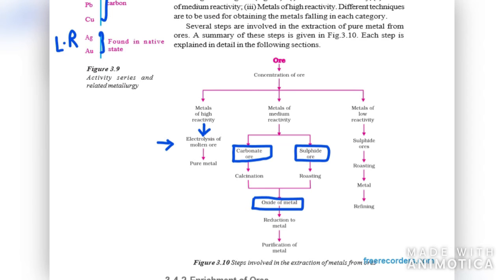Next is metals of low reactivity. Metals of low reactivity are generally in native state, that means in free state, but some of the time they are with sulfide ores. We get them from sulfide ores. So again, as I told you in the case of metals of medium reactivity, for sulfide ores we have to do roasting. Then we get the metal and then we have to do refining of it. Refining means if any other impurities are there, then we can remove that.